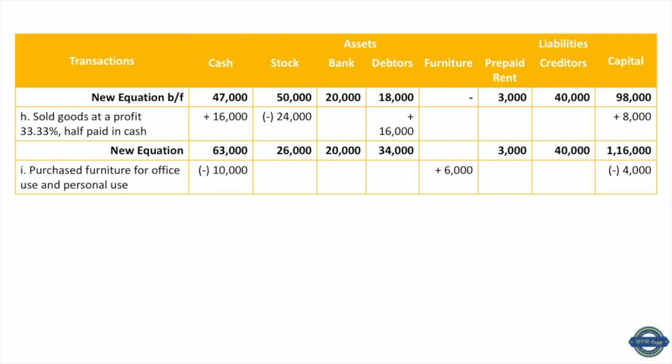Purchase furniture for office use and personal use. He purchased furniture for office use that was of 6,000. So we are going to add 6,000 under the furniture column, and for personal use it was of 4,000. Since this is not for business use, this will be treated as drawings. So we will deduct 4,000 from capital, and since 10,000 has been paid in cash, we will deduct 10,000 under the cash column.